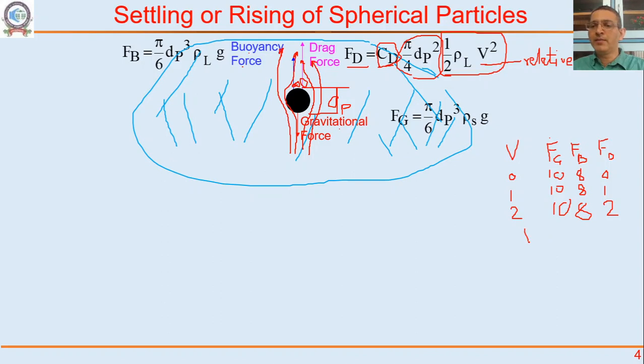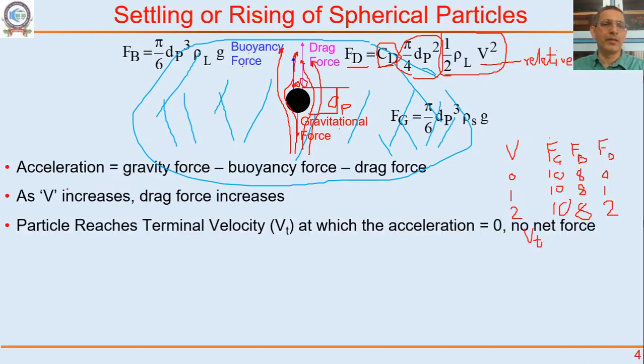We call this the terminal velocity, Vt. Okay, that's what I have written here. Acceleration is equal to gravitational force minus buoyancy force minus drag force. As velocity increases, drag increases, and as the drag increases, the acceleration becomes lower and lower. Finally, acceleration becomes zero, meaning gravitational force minus buoyancy force exactly equals drag force, and we call this the terminal velocity. What we would like to do now is to calculate the magnitude of this terminal velocity for different kinds of particles.